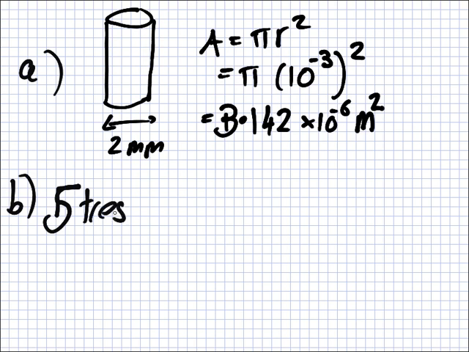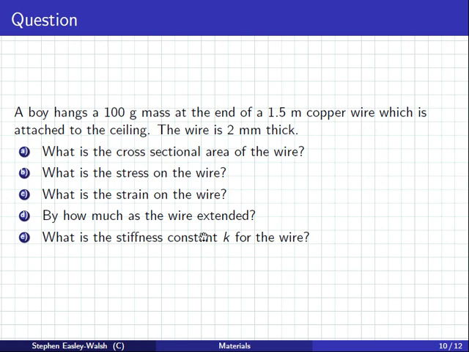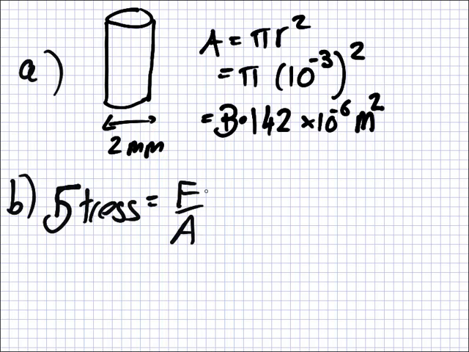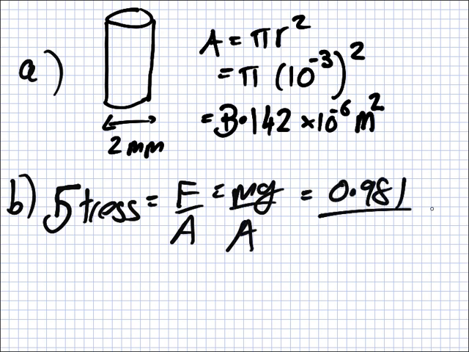Stress equals force over area. And what is the force that's being applied here? Yeah, what is it? Just describe it. Yeah, it's a weight. It's a weight that's the force, isn't it? You're hanging a weight on it. So what's the formula for weight? mg. So that's mg over A, which is 0.981 over 3.142 times 10 to the minus 6.